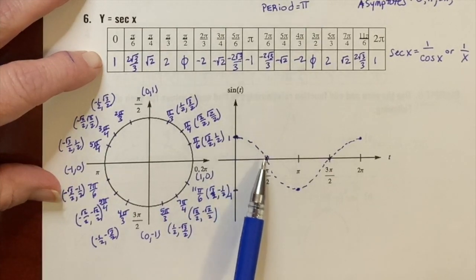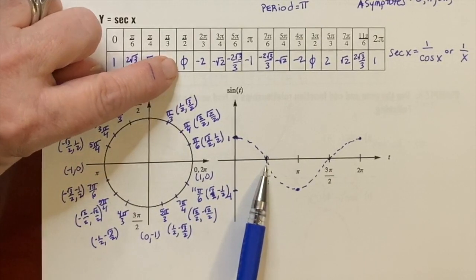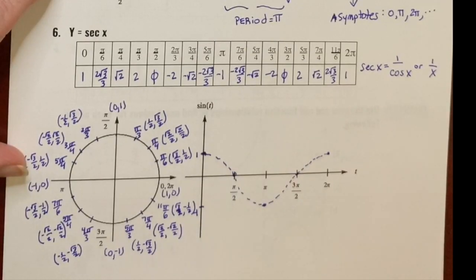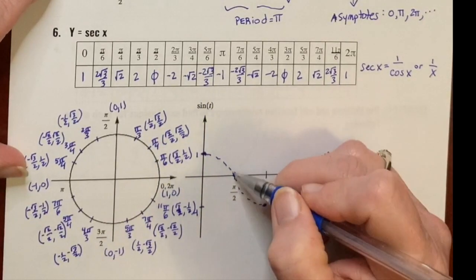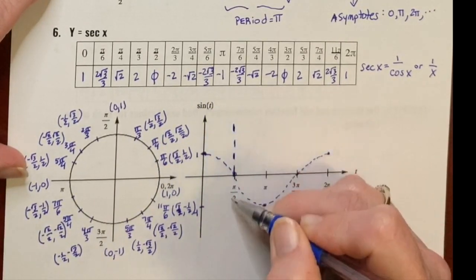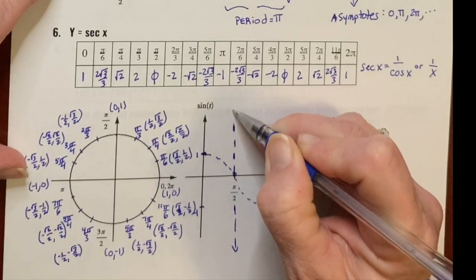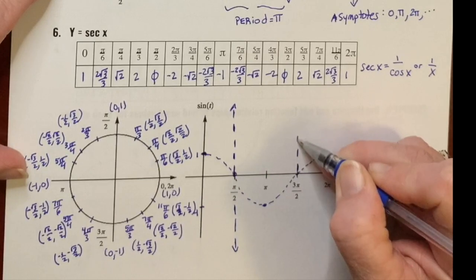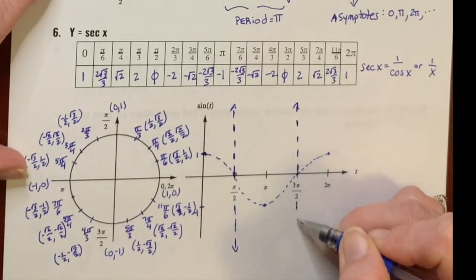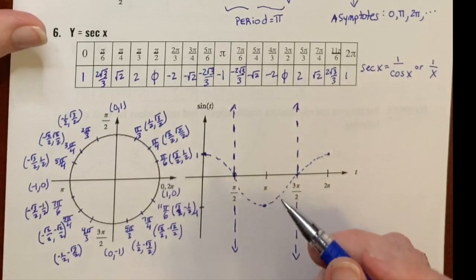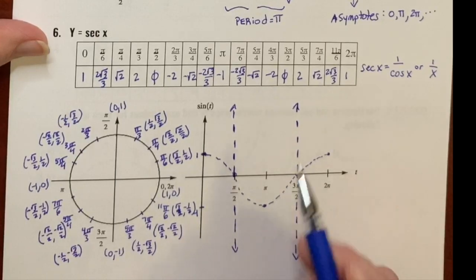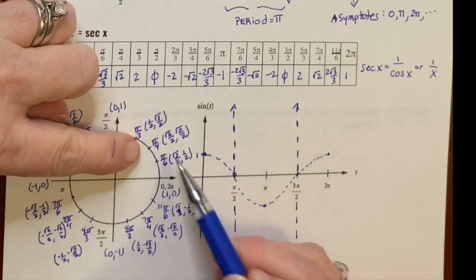Anywhere the cosine is 0, which was at pi/2 and at 3 pi/2, you can see it in the table and on the graph here, the secant is undefined because it's the reciprocal of 0, which is undefined. So my asymptotes will go at pi/2 and at 3 pi/2. And at those points there will be a break or discontinuity in the graph. There's no graph there.